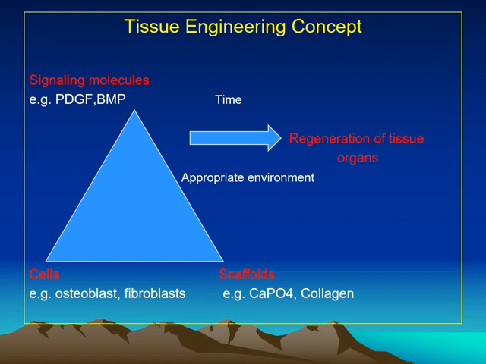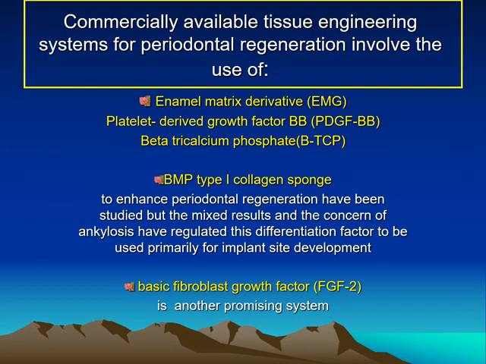The tissue engineering concept is presented here by the pyramid. At the top we have the signaling molecules, such as platelet-derived growth factor or bone morphogenetic proteins, and at the base we have the cells, such as osteoblasts or fibroblasts, and the scaffolds, which may be calcium phosphate or collagen. Given an appropriate environment and time, regeneration of the tissues and organs will occur successfully.